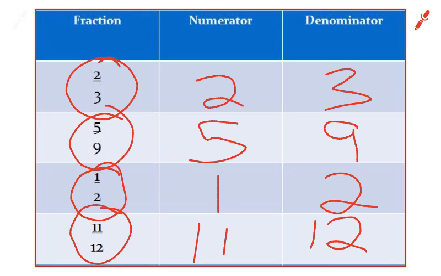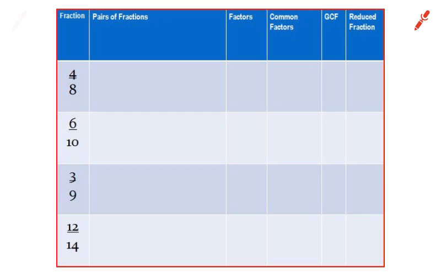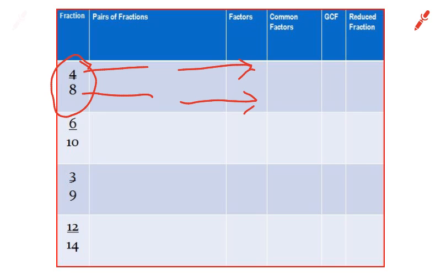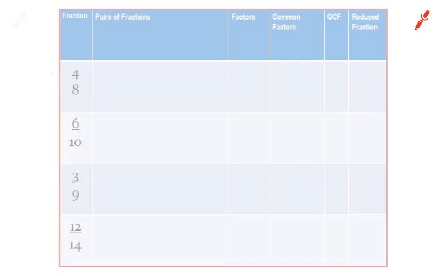Alright, and moving on. Now we're going to go to the next chart. A little more difficulty, more to it. We're given a fraction. We have to come up with the pairs of factors for the 4 and the pairs of factors for the 8. And we have to figure out what those factors are for 4 and then what those factors are for 8 in this next box here. And then, with these two together, we figure out what our common factors are. Then we figure out our GCF. With our GCF, we're going to do something special. Alright, let's go ahead and start.